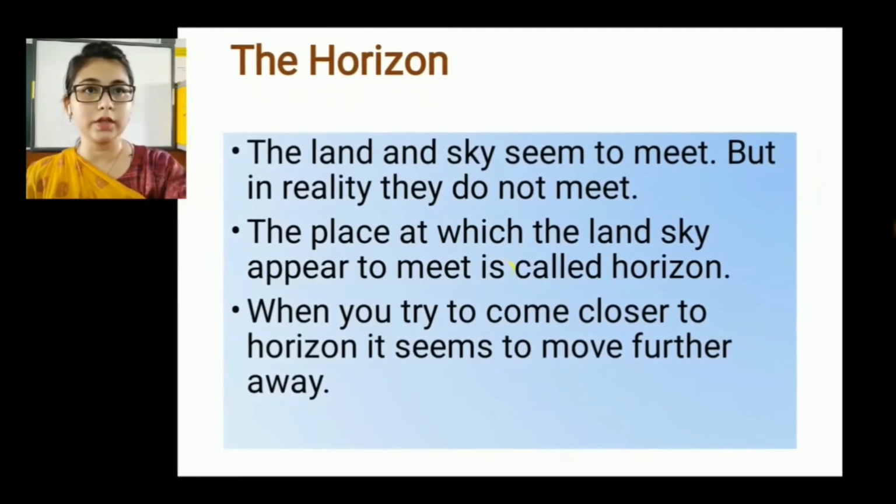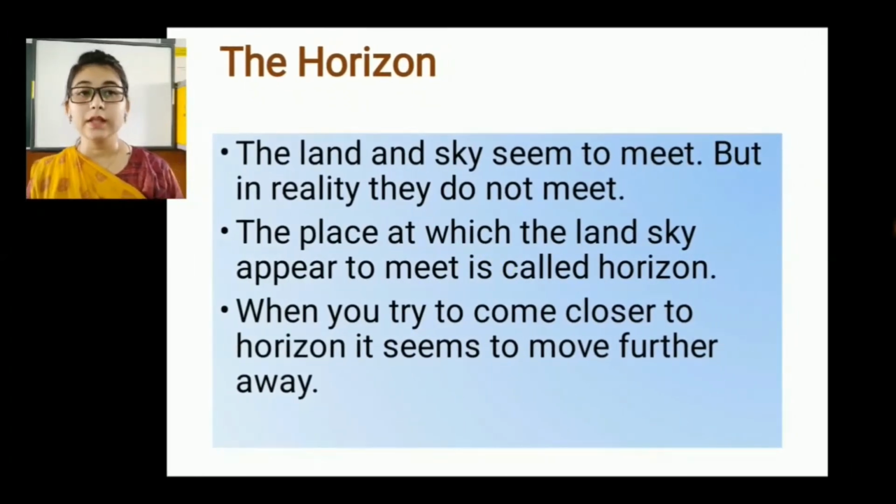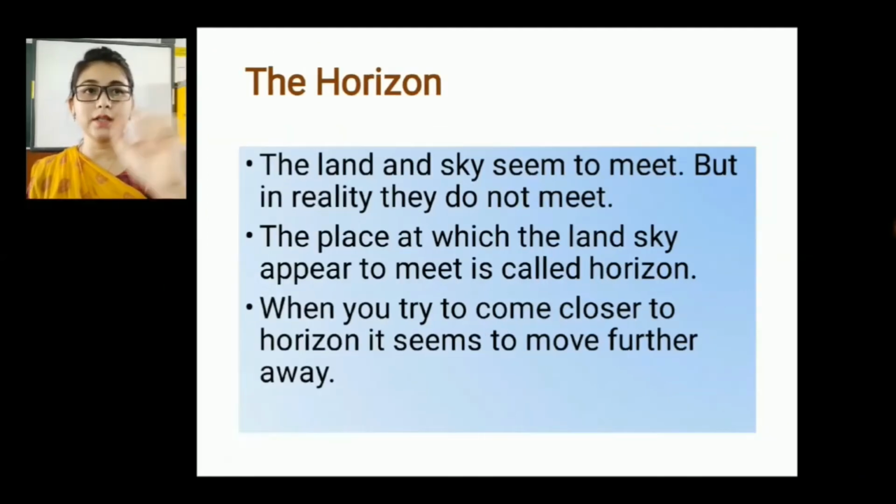Can you see what it is? The horizon. The land and sky seem to meet at some point, but in reality they do not meet. It appears, it seems only. The place at which the land appears to meet the sky is known as horizon. When you try to come closer to the horizon, it seems to move further away. So that is called horizon. Now in the next picture we'll see how the horizon looks.